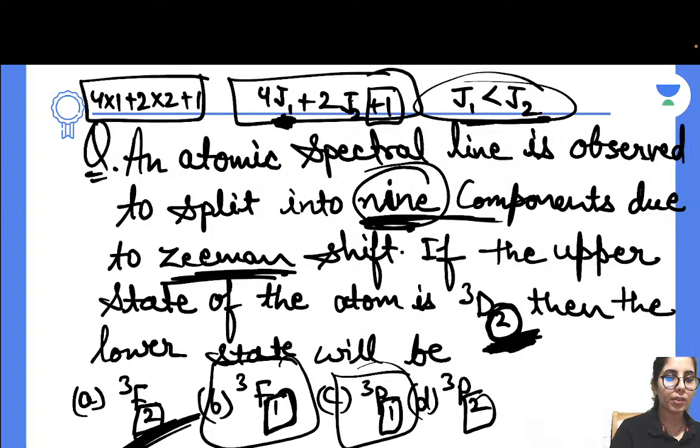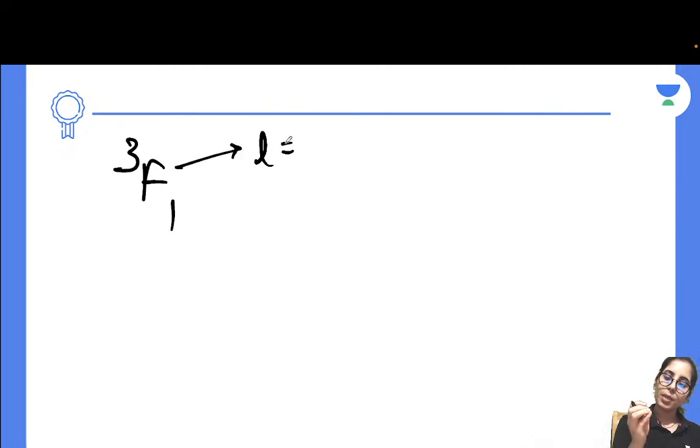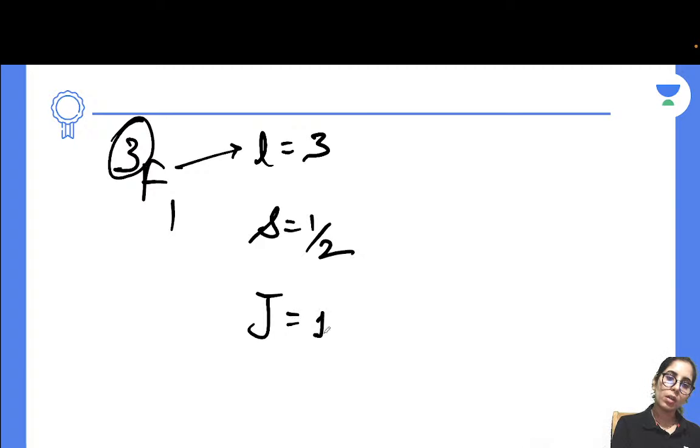Now you have to check 3F1 and 3P1. 3F1. So when you are going to take L is equal to what? S, P, D, F, 0, 1, 2, 3. L is equal to 3. 2S plus 1 is equal to 3 means S is equal to 1 by 2. And J is equal to 1 here. So it will give you J is equal to what? L minus S to L plus S.